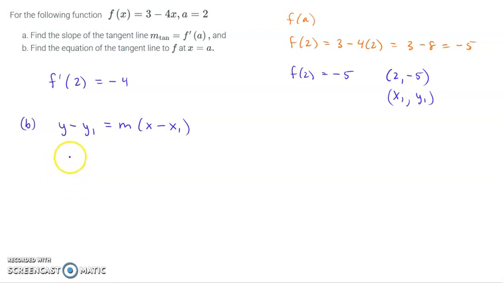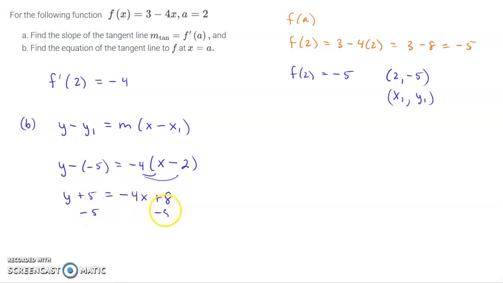So let's go ahead and plug in each of our components here. The only ones we'll be plugging in for are the y1, the x1, and the m. Everything else is going to stay. So we've got y minus, our y1 value here is a negative 5. Our slope was negative 4, that was from part A. And we have x minus 2. And let's go ahead and simplify this. We'll get y plus 5. I'm going to distribute this out. This would be a negative 4x plus 8. And let's subtract this 5 from both sides to get our equation. We've got y equals negative 4x plus 3. We'll leave that in y equals mx plus b form. So that would be our equation of the tangent line at x equals 2.